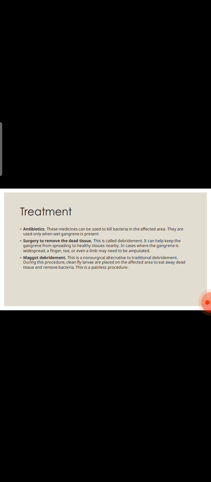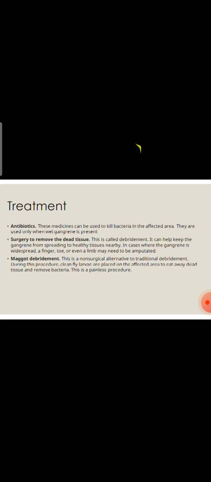Surgery to remove the dead tissue, and maggot debridement. This is a non-surgical alternative to traditional debridement. During this procedure, clean fly larvae are placed in the affected area to eat away dead tissue and remove bacteria. This is a painless procedure. Maggot debridement is a rare condition where you will use this. Most of the time you will use the first and second, like antibiotics and surgery to remove dead tissue. Maggot debridement is a very traditional method. It is done in traditional areas, like among tribal people and forest people.